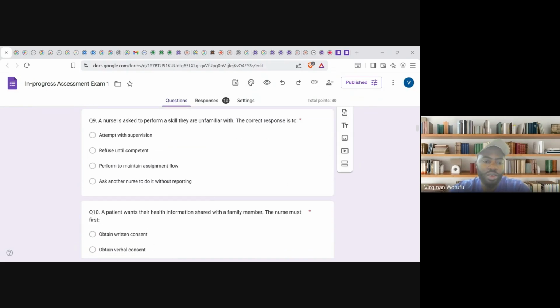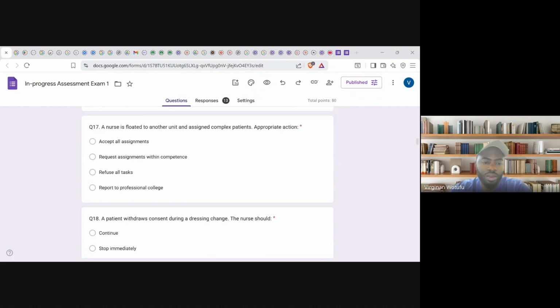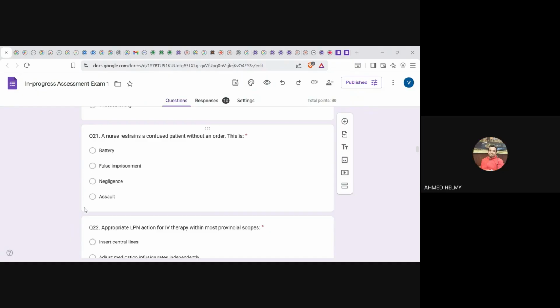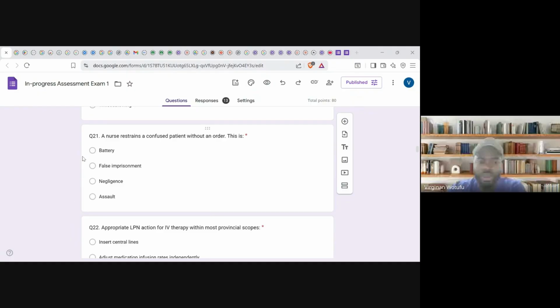Question 21: a nurse restrains a confused patient without an order. A, battery; B, false imprisonment; C, negligence; D, assault. So this is false imprisonment. Good. I think these are the two questions I noticed some people got wrong. Do we have other questions in other assessments, like the second or third assessment?